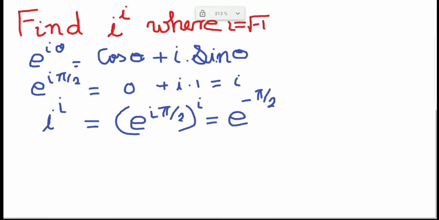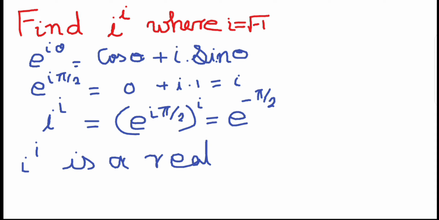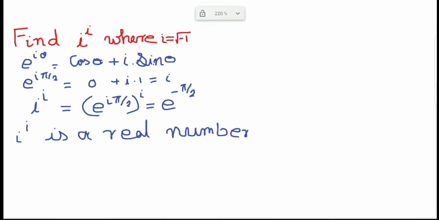So what do we observe? i to the power i is a real number. Now the question is: is this the only value of i to the power i? The answer is no. There are other values of i to the power i as well. How do we get them?